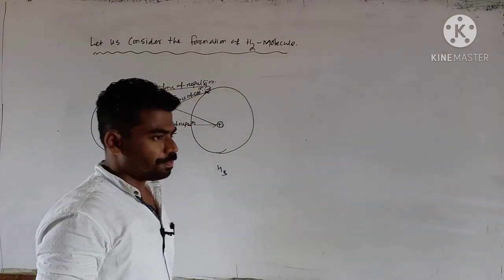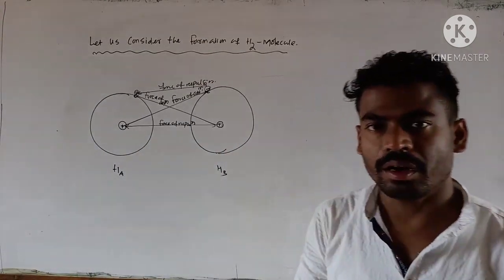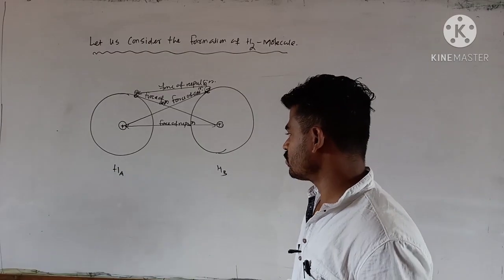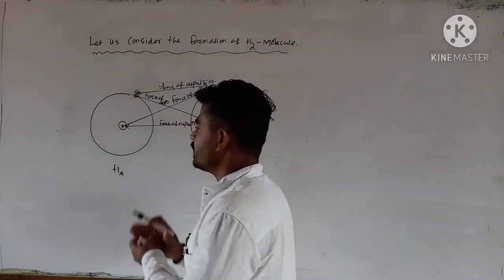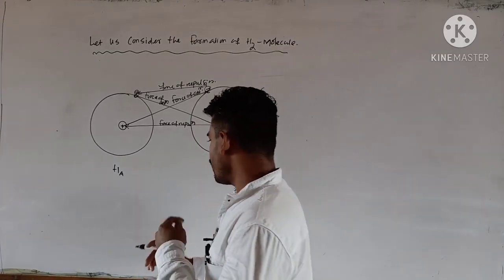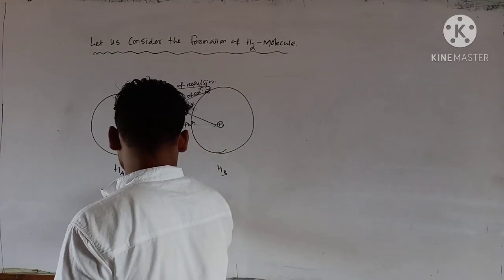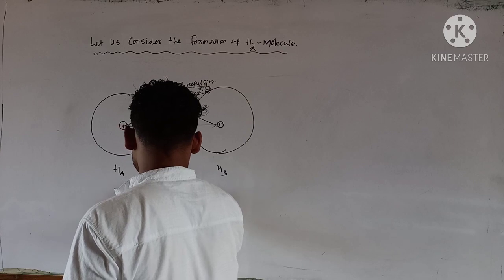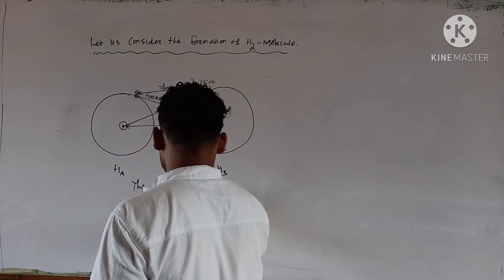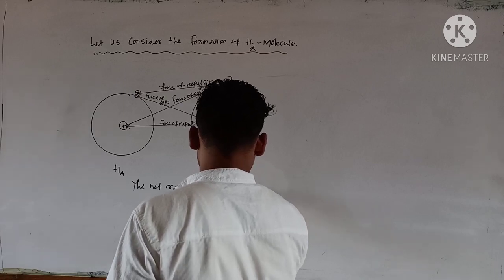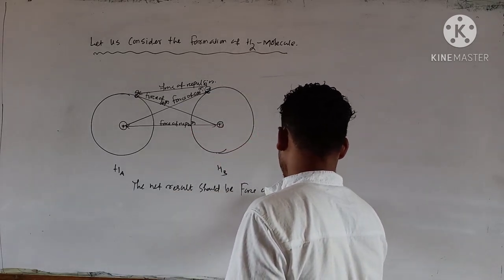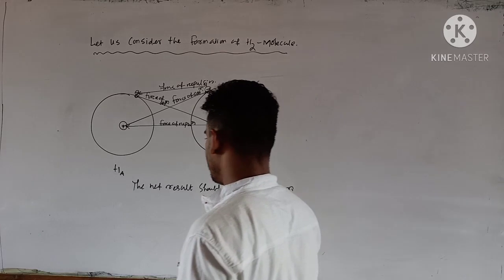So what is the aim of formation of chemical bond? The net result should be force of attraction. Since both opposing forces are interacting simultaneously, the net result should be force of attraction. Then a chemical bond is formed.